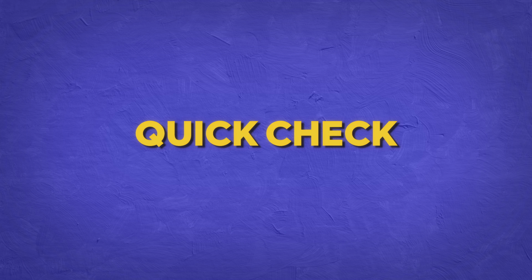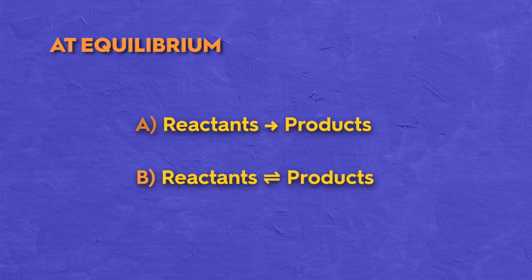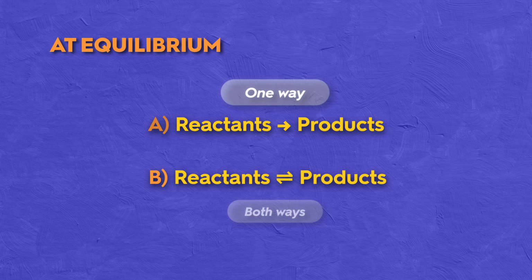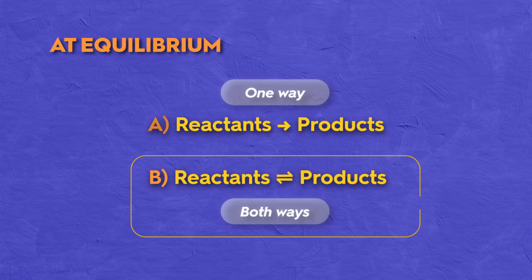Here's a quick check. At equilibrium, does a reaction go one way or both ways? 3, 2, 1. It is in both ways. Let's see why the beaker looks still, even though chemistry is busy inside.